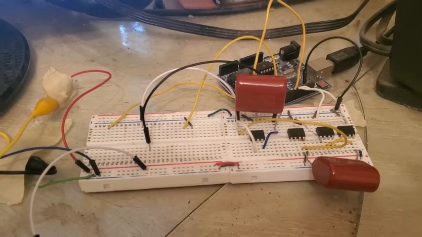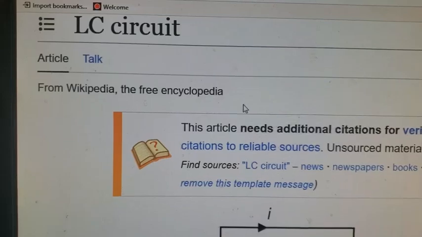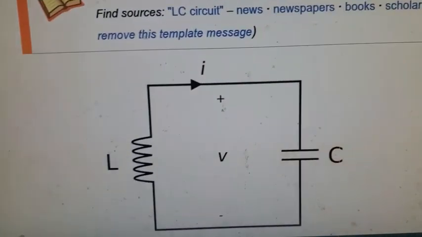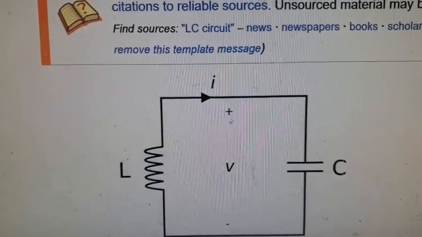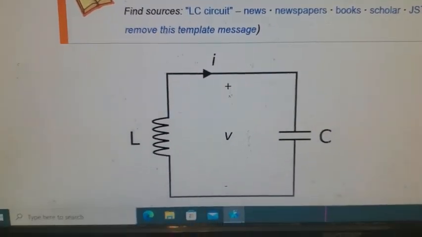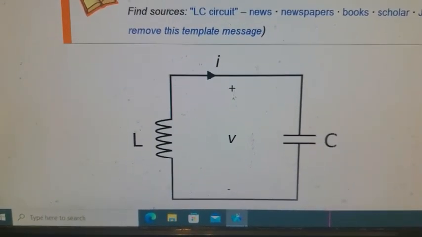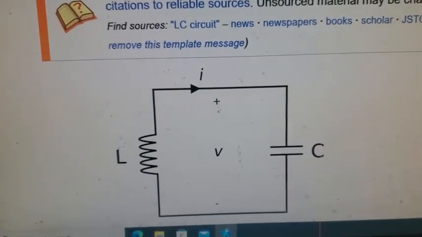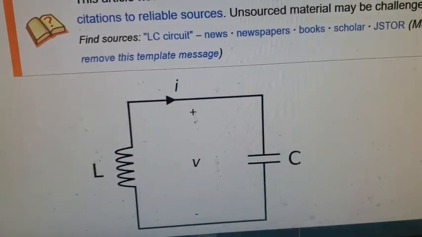So let's begin. What is an LRC tank circuit? Here's the Wikipedia on LC circuit. The L is the inductor, the C is a capacitor, and they have an arrow that's not a diode. It's just showing the direction of the current flow. You could stick a resistor in there, and that would be the R for your LRC, but all components, including your inductor, will have resistance, as well as your switch, which will have on-state resistance.